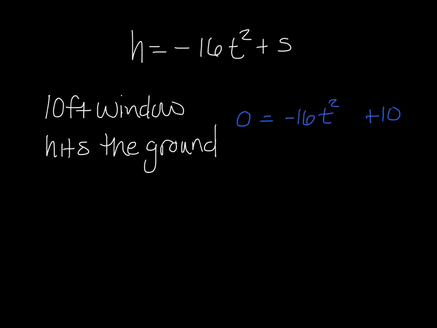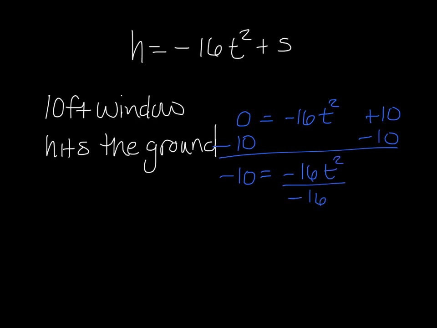And then we'll start solving. I subtract 10 from both sides, so negative 10 equals negative 16t squared. We're going to divide by negative 16 on both sides, and so we get 10 over 16 equals t squared. Now I know it's really tempting to simplify the 10 over 16. However, we don't want to do that, because the next step is to square root both sides, and if I simplify the 10 over 16, I won't be able to square root the 16.